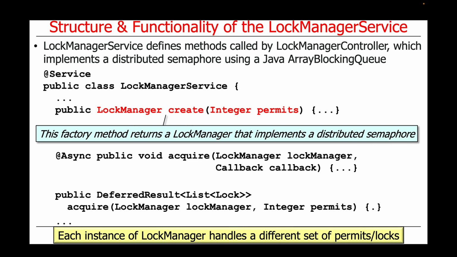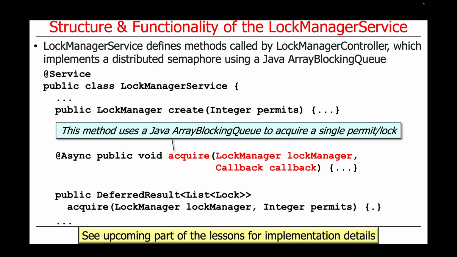Now we have a number of methods defined here, the first of which is the create method, which is a factory method that takes in a permits count and returns a LockManager that implements a given distributed semaphore. Each instance of LockManager is used to handle a different set of permits or locks, so we can deconflict and differentiate them. There's then a method called acquire.